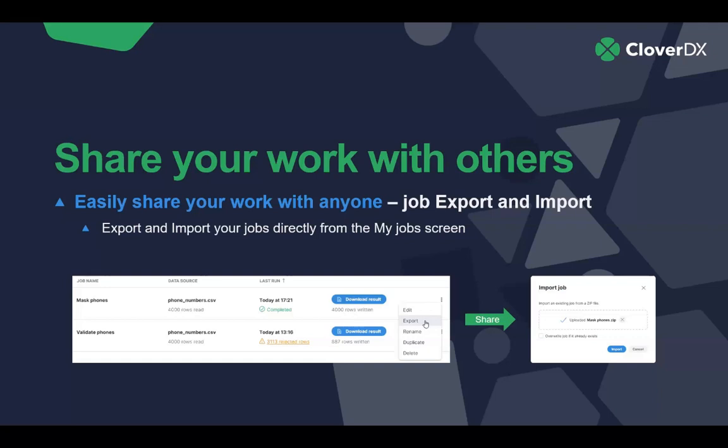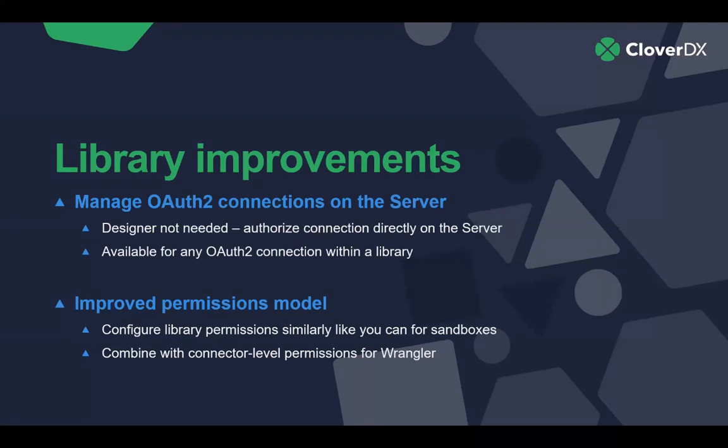There's an import button. This allows you to transfer not only job settings, as in the transformation within the job, but also settings for the data sources and data targets. So essentially copying the whole setup so that you transfer the whole thing to a different instance of Wrangler or to a different user of Wrangler.